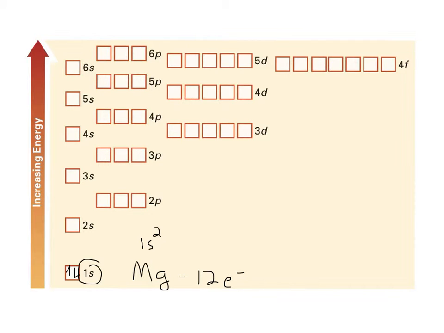The next one is going here. Where's the next one going? Just the opposite. It's going to be going that way. Remember, they're opposite spin. So that's a 2s2. So far, we've got 4 electrons in. We need 8 more.